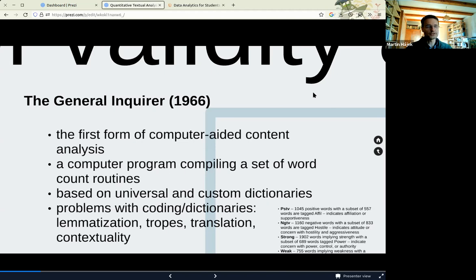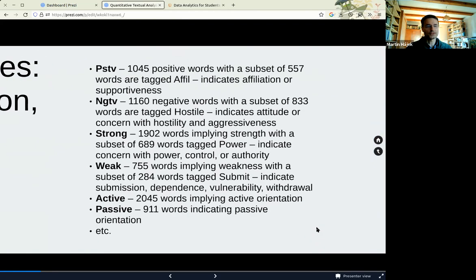But what was important is that the program was based on dictionaries. The researcher entered text or a corpus, a set of texts, into the program, and the program contained dictionaries of words, and they classified text according to the frequency of certain categories of words.